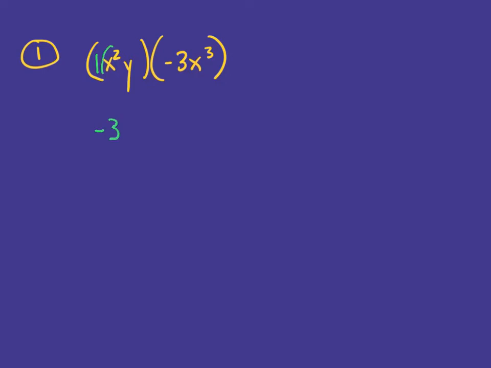And if you've got variables with the same base, or the same variable, you're just going to add the exponents. So x to the second times x to the third is x to the fifth, and then the y doesn't have anything to multiply with.